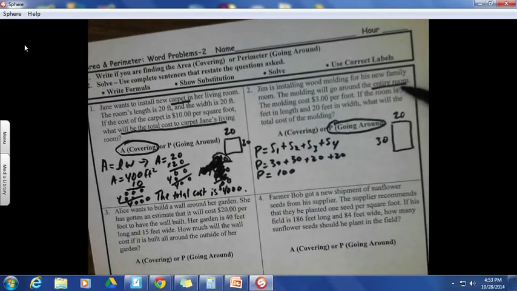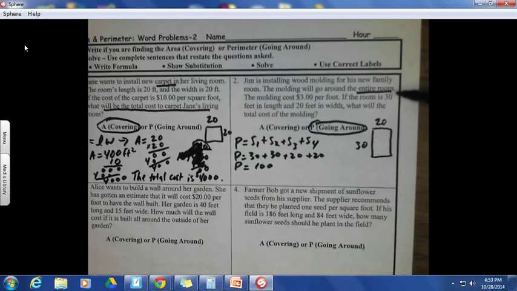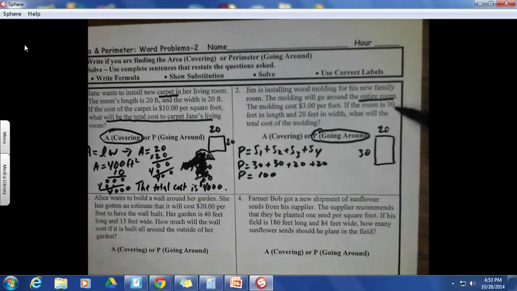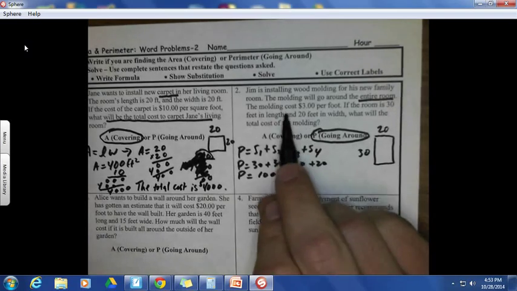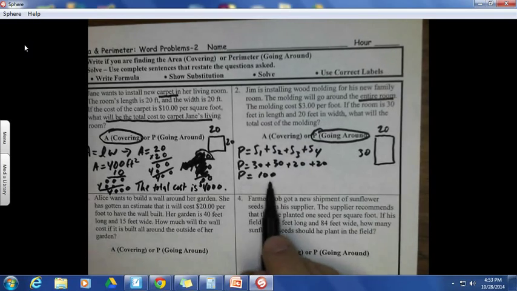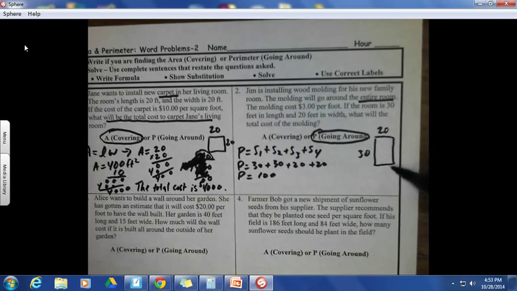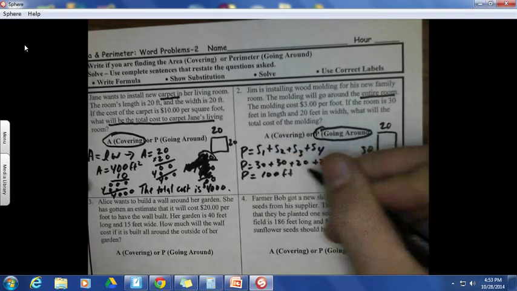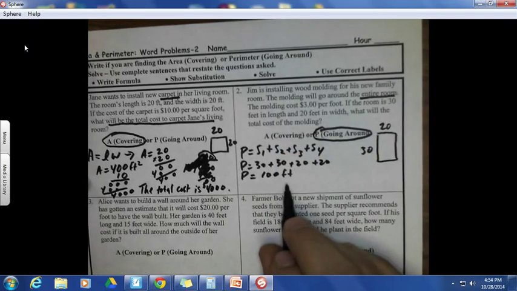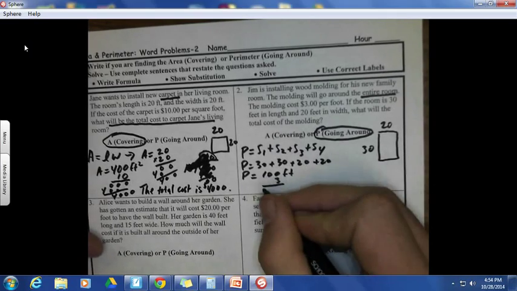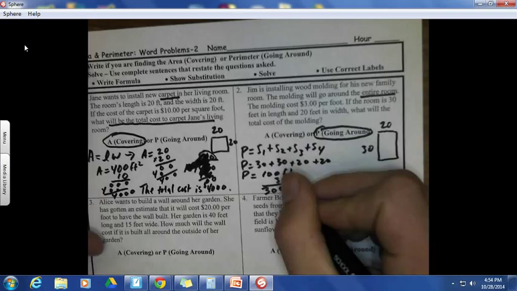Let's again see what the question is asking so we don't make a mistake like last time. It's saying if the room is 30 feet in length and 20 feet in width, what will the total cost be of the molding? The molding is $3 per foot. So our perimeter, the total that we need, is 100 feet. We forgot our label, didn't we? 100 feet of molding. $3 per foot, we're going to multiply it by 3. And we get $300.